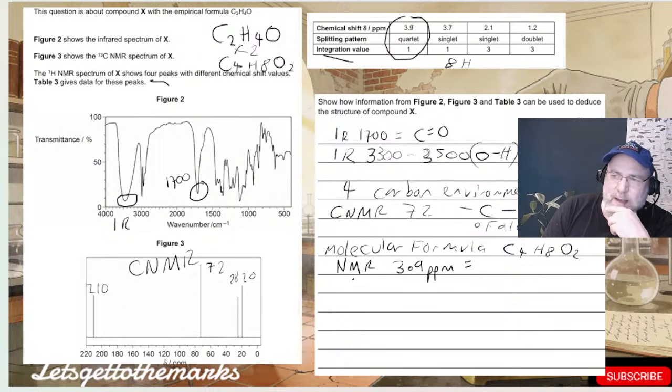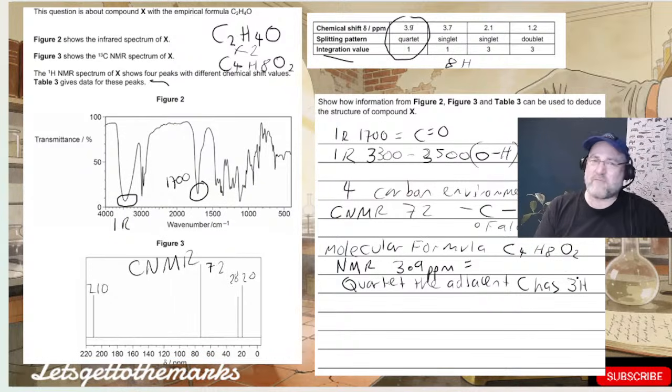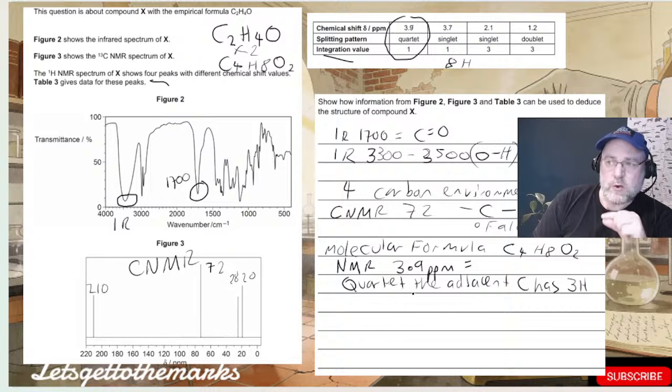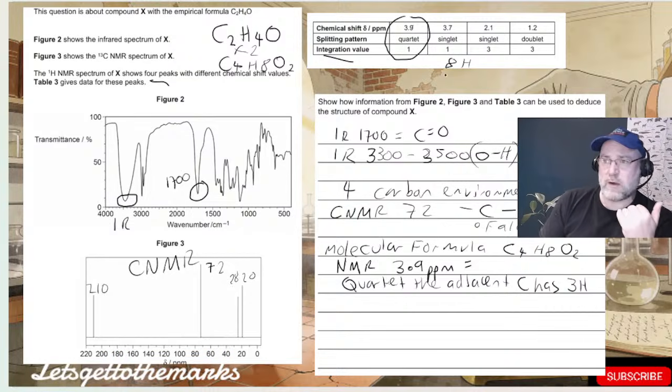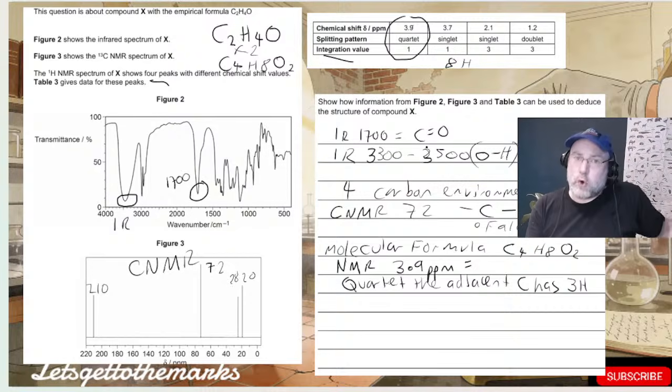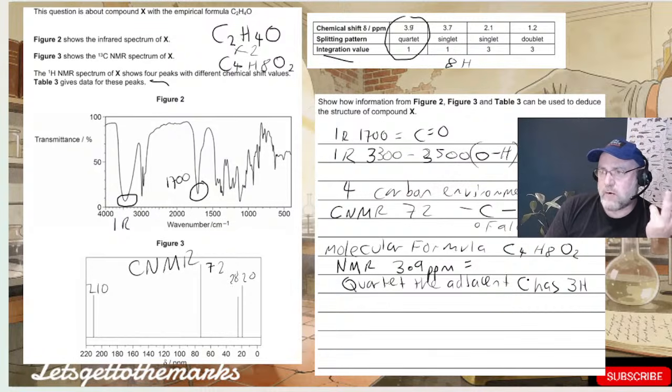I want to say the splitting pattern is quartet. What does quartet tell you? It tells you the adjacent carbon has 3H, right? I can't fit everything in here the way I'm doing it. So quartet tells you the adjacent carbon has 3H attached. This is going to pick you up 5 out of 6 marks. If you have a quartet, the carbon next door has 3 hydrogens attached. The old N-1 rule, whatever it is. There we go. And now all I need to do is locate what that is.